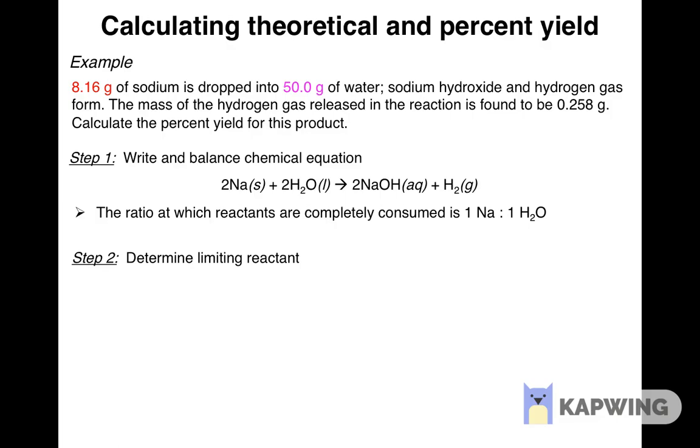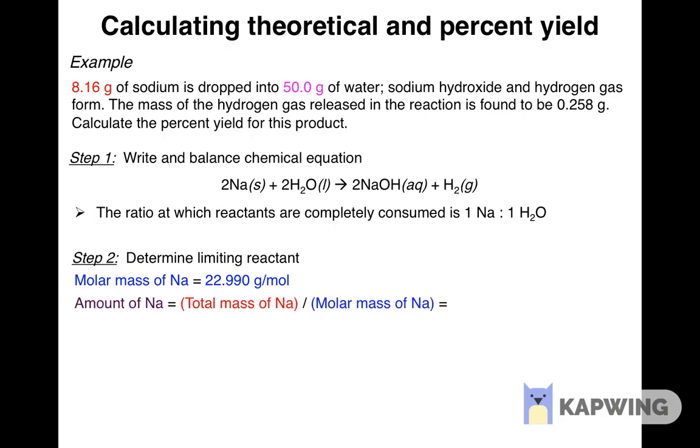To find the number of moles of sodium, we need to divide the mass of sodium, 18.16 grams, by the molar mass of sodium that we can find in the periodic table, 22.990 grams per mole.